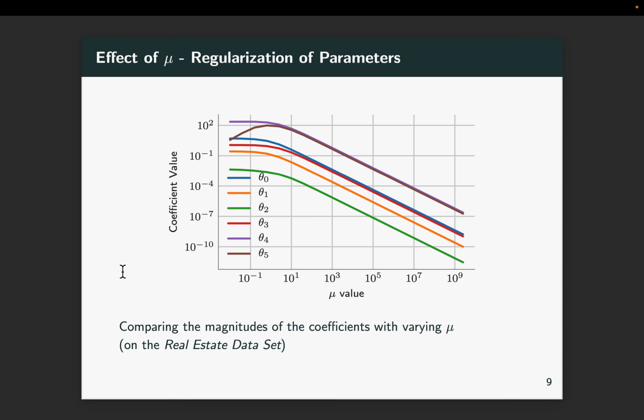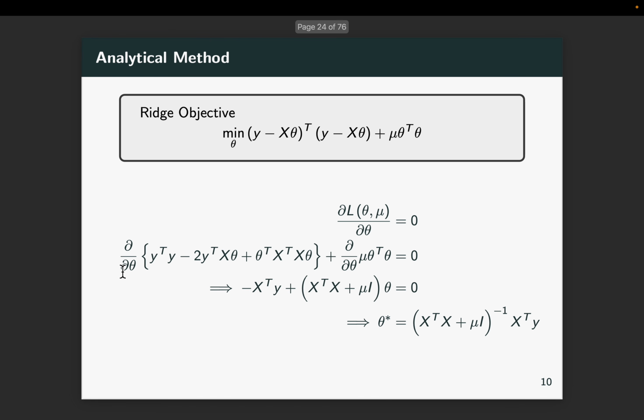So at this point, we have looked at the two different terms, the data fit term and the penalty term. Now we have to figure out the values of theta. We have to learn the values of theta given the optimization problem. So our optimization problem was to minimize this overall objective, which is the sum of two objectives. The first being (y minus x theta) transpose (y minus x theta), the second being mu times theta transpose theta.